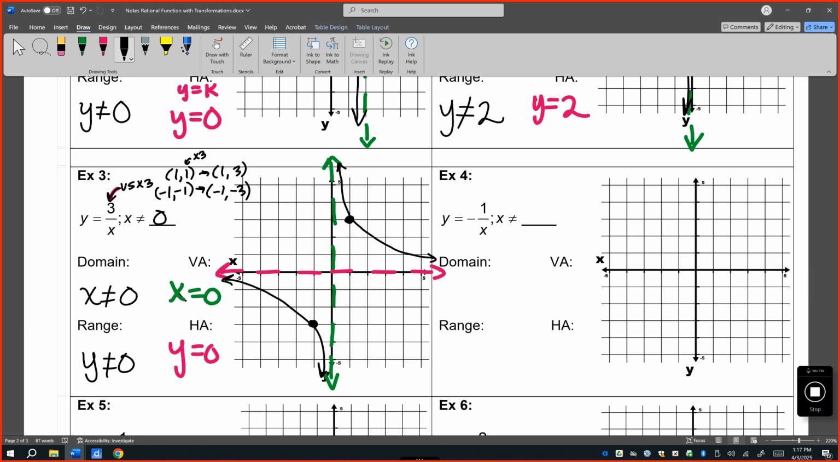Vertically stretching does not affect any of these things right down here. It only affects where that anchor point goes on your branches, okay?